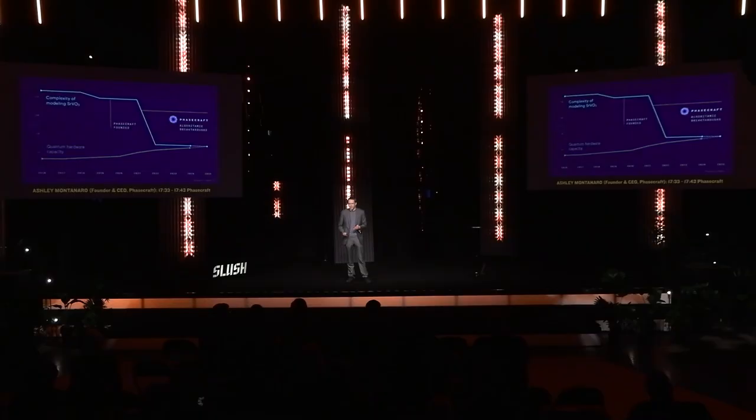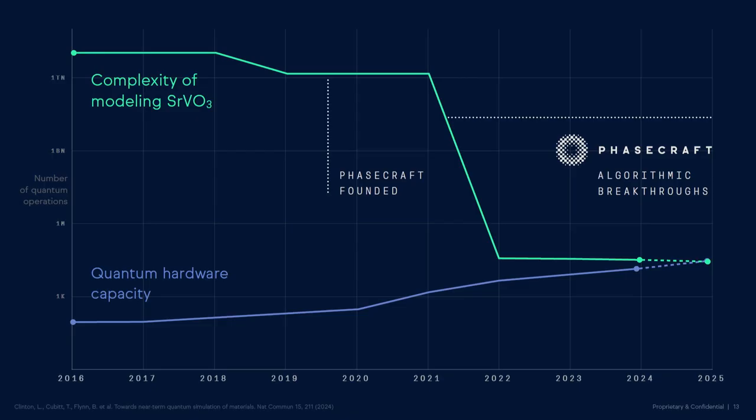So if we look at the complexity of this problem over time, at the point before Phasecraft was founded, you would have needed about 11 trillion operations to model this. But after our materials modeling toolkit was brought to bear on this problem, we managed to reduce the complexity to within touching distance of today's best quantum computers.